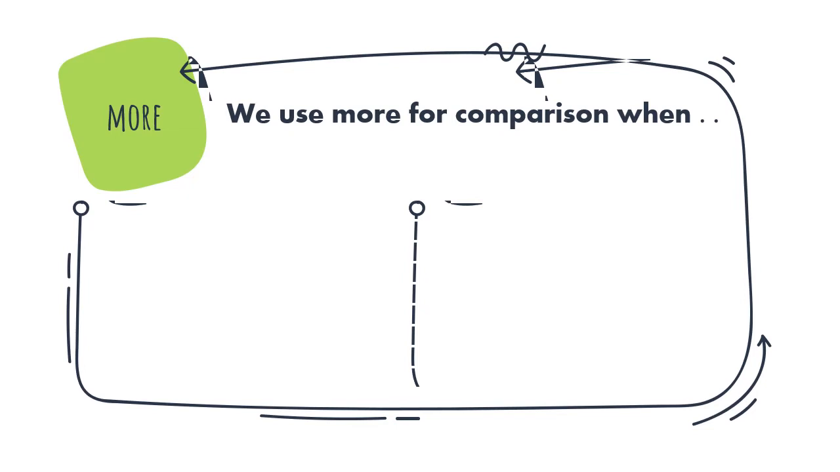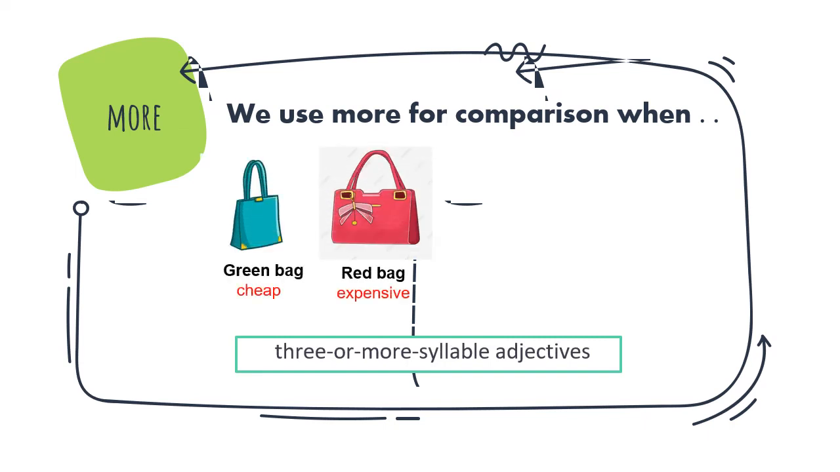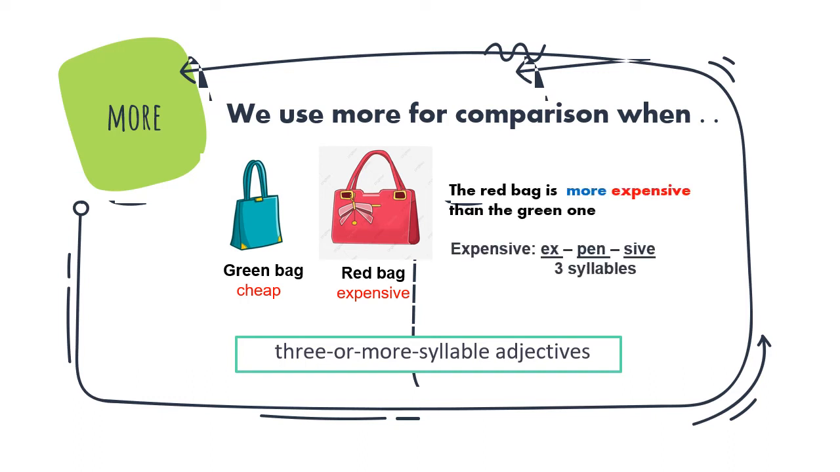Let's discuss how more is used for comparison. More is applied when adjectives of three or more syllables come into play. In the earlier example of this session, we have the green bag and the red bag. The red bag is more expensive than the green one. In the sentence, we have the adjective expensive. And expensive consists of three syllables, which are ex, pen, and sive. Therefore, we need to use more instead of -er.